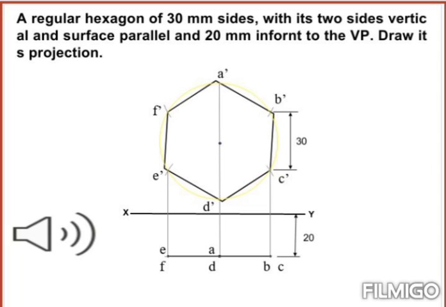This line will be drawn as parallel to reference line XY, and the distance between this parallel line and reference line XY will be 20 mm, as in the problem it is given that the distance between regular hexagon and vertical plane is 20 mm. So in this manner we will draw projection for the given problem.